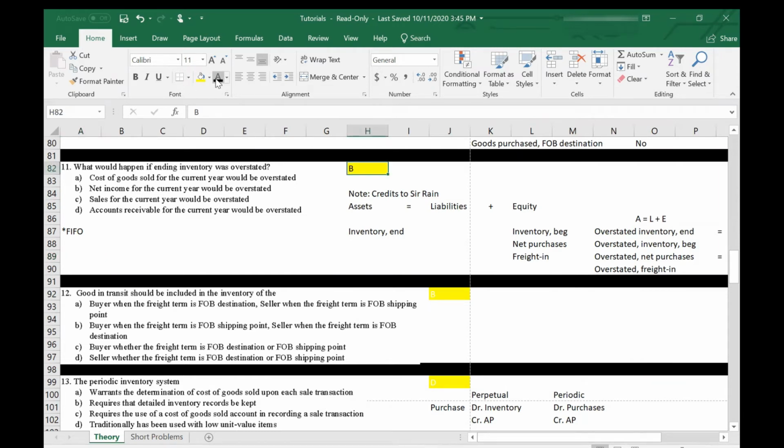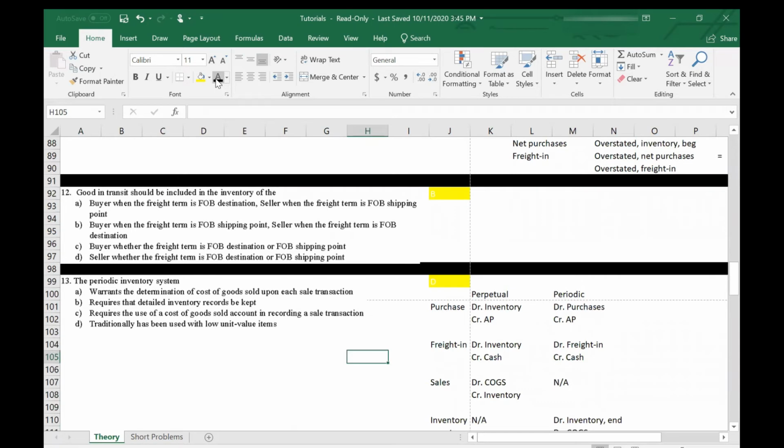Letter C, sales for the current year would be overstated. Again, there's no connection, because sales will affect your other account, your accounts receivable particularly, but not your inventory. And letter D, accounts receivable for the current year would be overstated, also wrong. So the answer here is letter B, net income for the current year would be overstated. I hope that's clear.